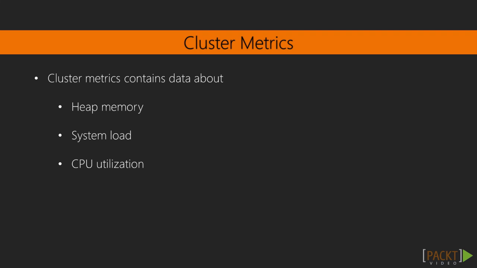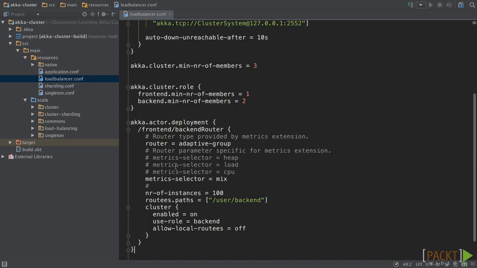Now, let's add a load balancer to our example. First, let's add the configuration for our router, which is similar to other routers but with additional configurations. We will define something known as the metrics selector, where we will use a mix technique that works based on heap load and CPU data. We will define the cluster configuration. For this, enable a cluster, disable local routees, and specify the node role that will contain routees.